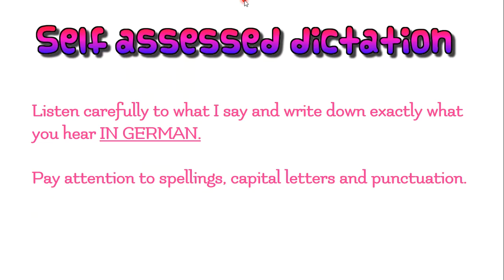Okay, right. We're going to do a self-assessed dictation. So you need to make sure you've got your pen and your paper ready. Listen carefully to what I say and write down exactly what you hear in German. So I'm going to be reading out a text in German and you write down what you hear exactly as you hear it in German. Okay, so you need to really focus on your spellings, capital letters, and punctuation.